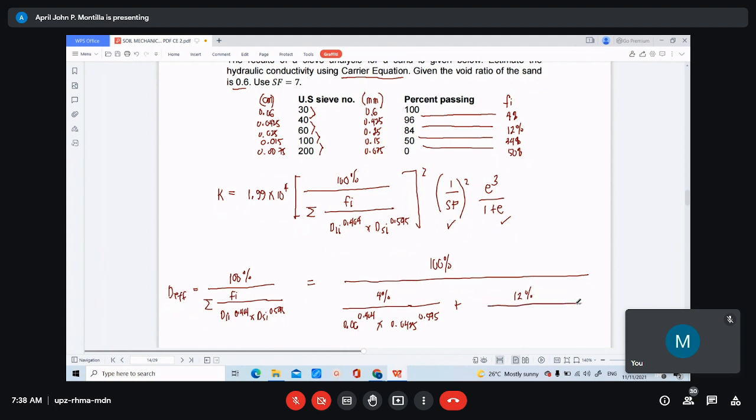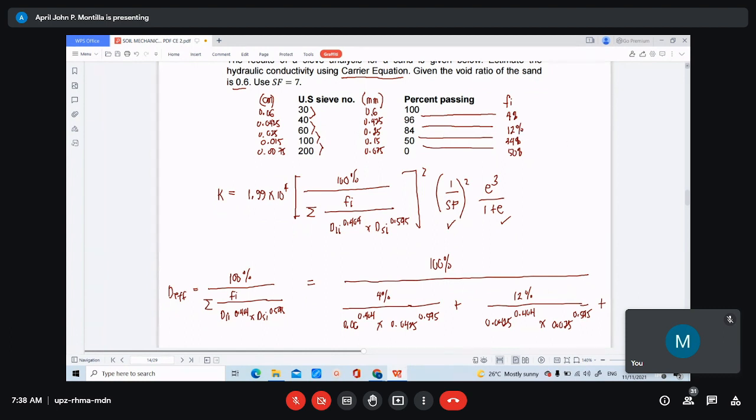Divided by DLI, the larger of 40 and 60 is 0.0425 raised to 0.404 times the smaller of them, 0.025 raised to 0.595. And then, plus again, our next sieves are number 60 and number 100, and their fraction difference is 34%.